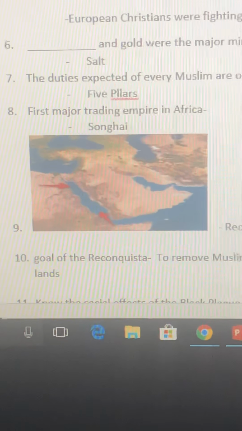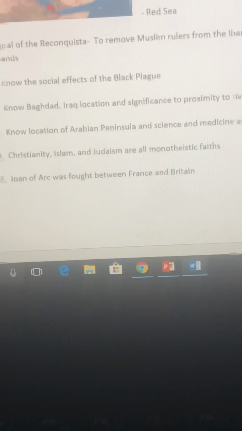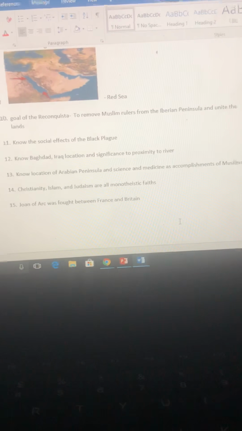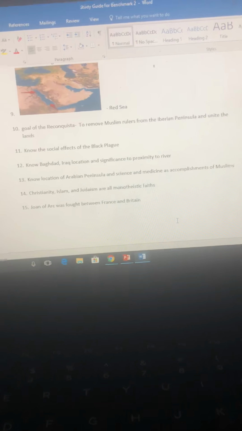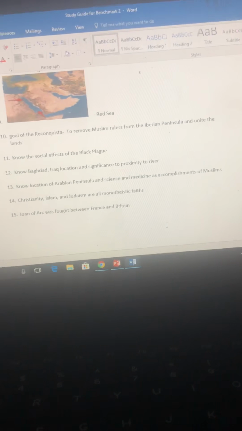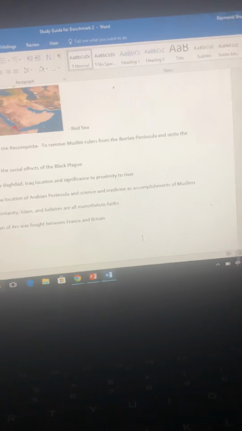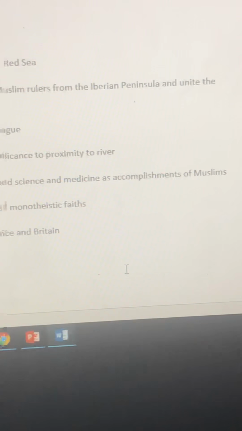This one with the red arrows pointing to it is the Red Sea. The goal of the Reconquista was to remove Muslim rulers from the Iberian Peninsula and unite the lands. Need to know the social effects of the Black Plague. Know Baghdad, Iraq's location and its significance due to its proximity to a river. Why would that be significant? Know the location of the Arabian Peninsula, and science and medicine as accomplishments of Muslims.